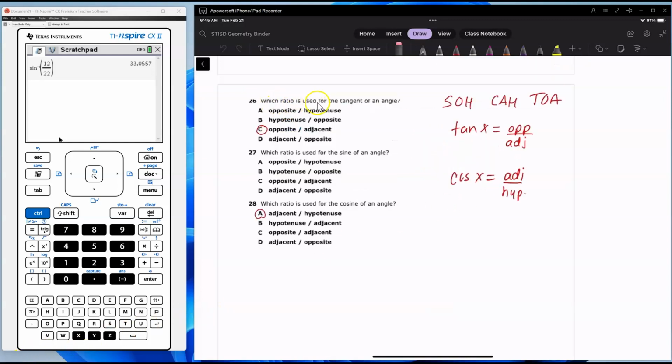Which ratio is used for tangent? Remember, tangent is TOA, opposite over adjacent. Which ratio is used for cosine? Remember, cosine is adjacent over hypotenuse, so your answer is A.